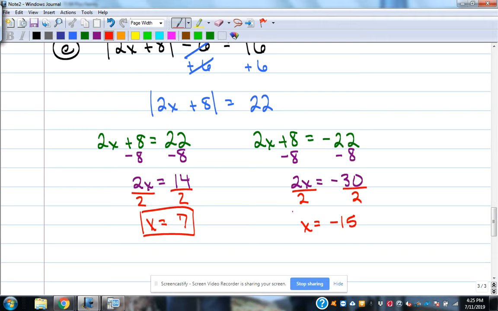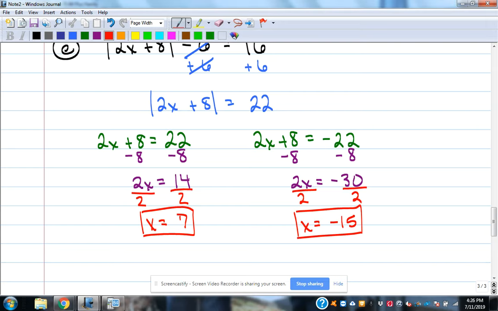Negative 15. If you take each of those and go back to the original problem and plug them in, it works. They're the right answer for that. The only time you should get the same number, one positive, one negative, is if there is no addition or subtraction in the absolute value. If you just had something like 3x or plain x inside the absolute value, that's when you can get the same answer, just opposite signs.